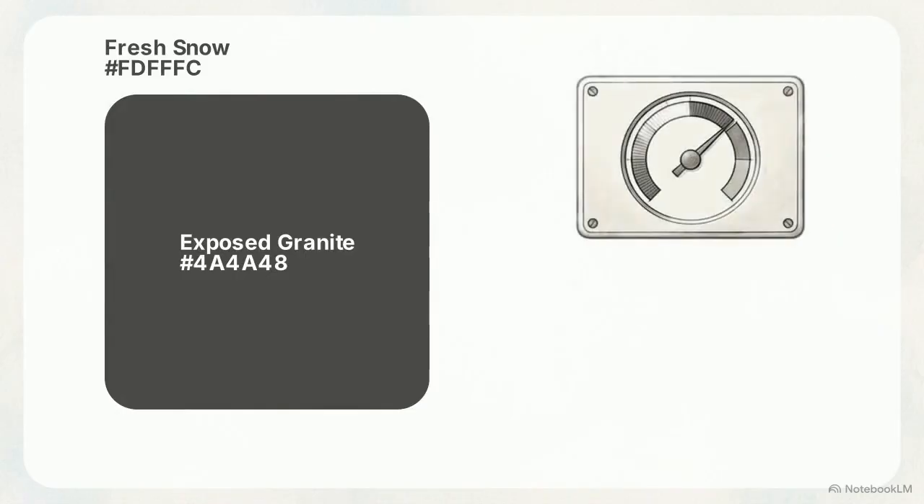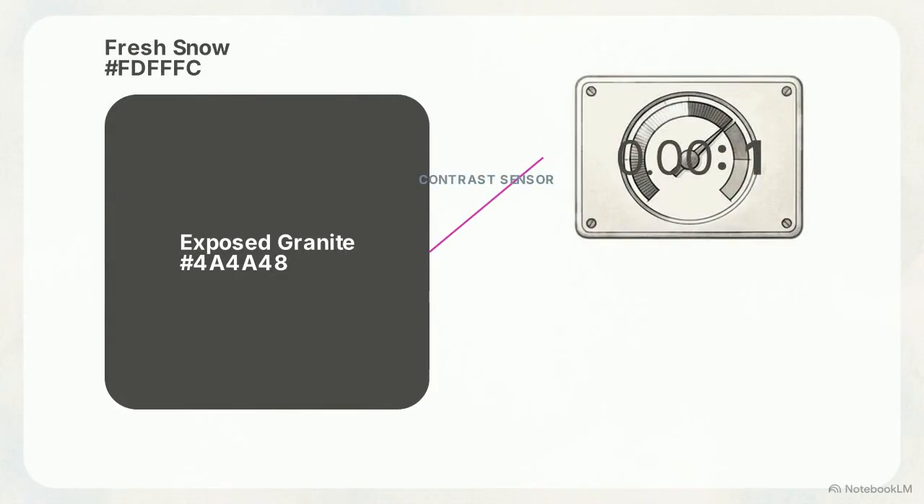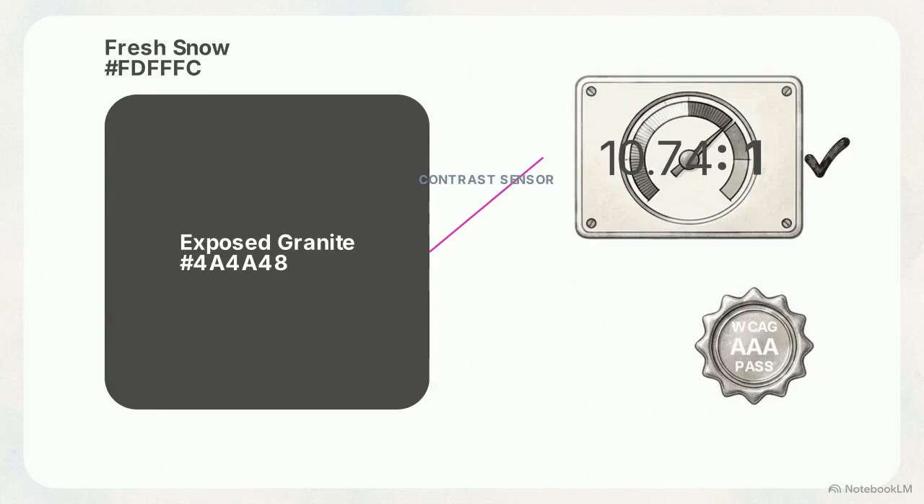We test the mathematical contrast ratio between our dark text color and our light background color to ensure readability. The exposed granite on Fresh Snow produces a ratio of 10.74 to 1. This exceeds the highest accessibility standards, ensuring the text is legible even for users with visual impairments. Now we can map these colors to a wireframe for a data analytics dashboard.